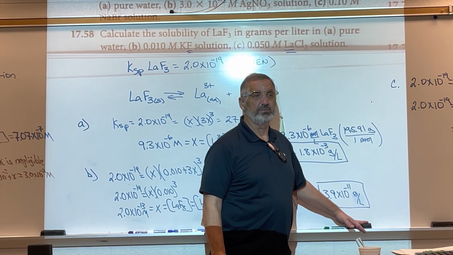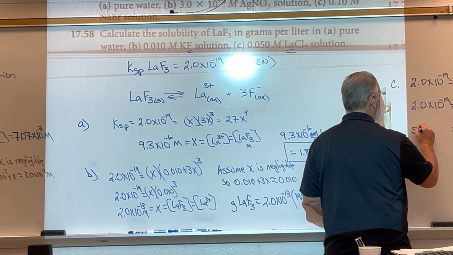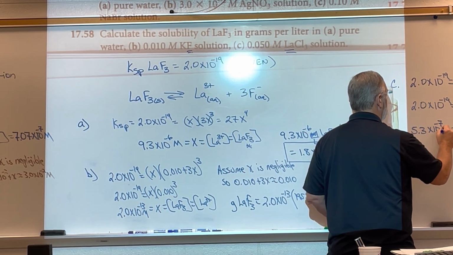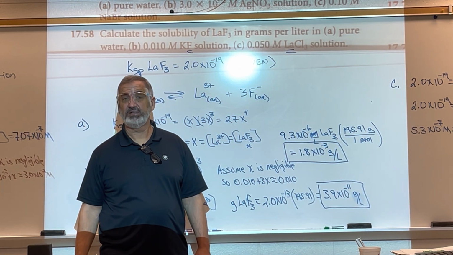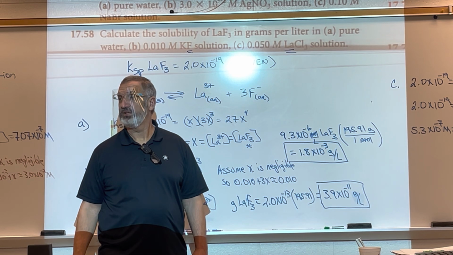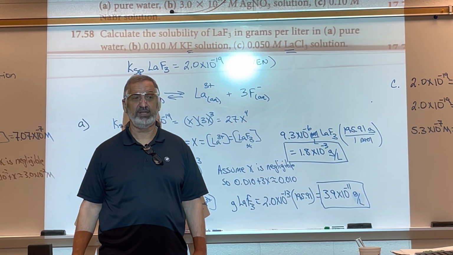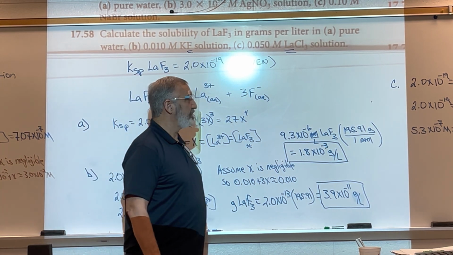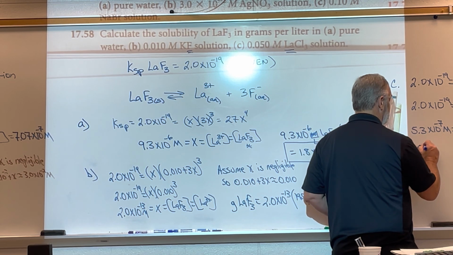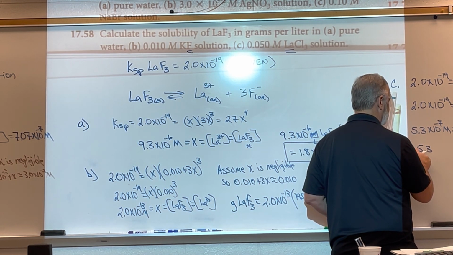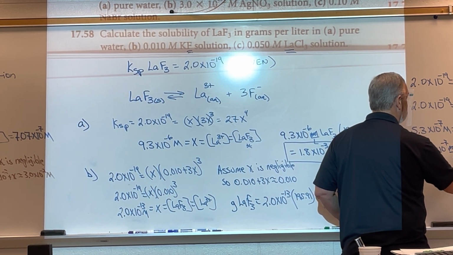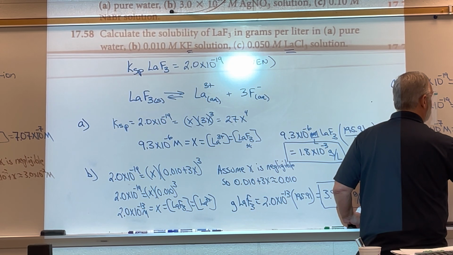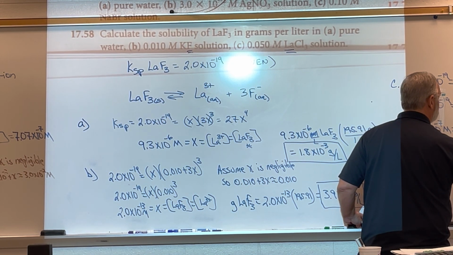I got 5.3 times 10 to the negative 7. 5.3 times 10 to the minus 7. Do I agree on that number? I saw one head shake. I see several that are just saying, I gave up on the last one. Okay, now again, that's not my answer. So 5.3 times 10 to the minus 7th moles per liter LaF3 times the 195.91 grams per mole.